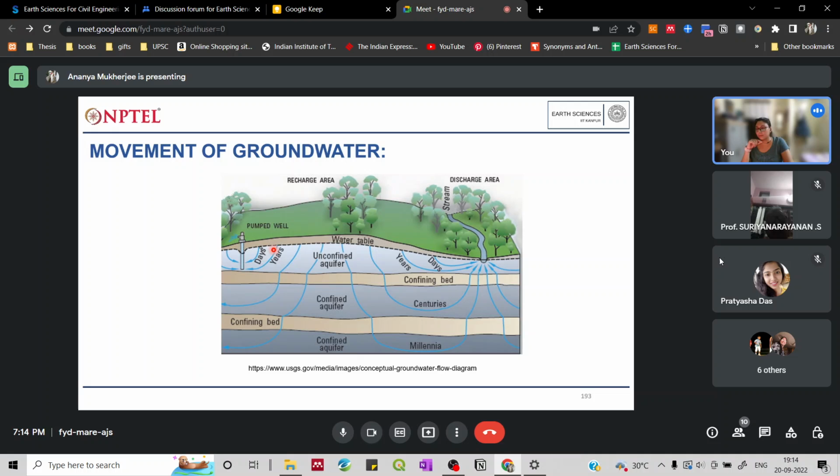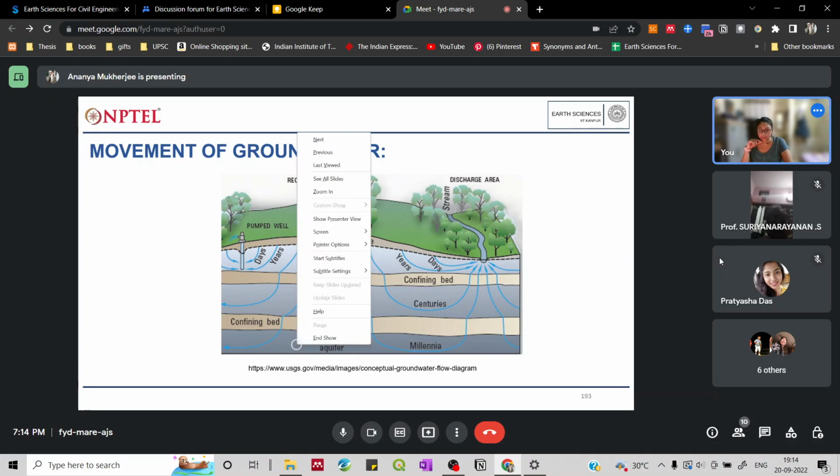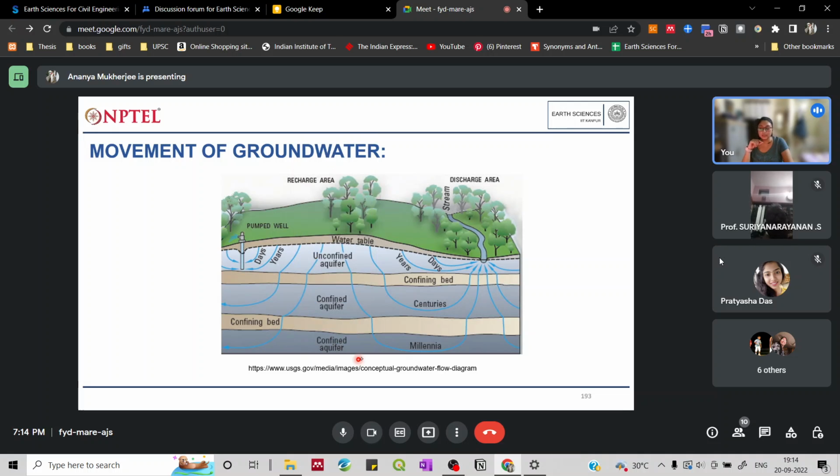But if we keep pumping and keep extracting such deeper aquifers, recharging these would take a longer time. With unhindered or excessive extraction for our daily purposes, or infrastructure building or whatever, if we start extracting more of these deeper aquifers, we run the risk of depleting this, and it won't get recharged very fast.